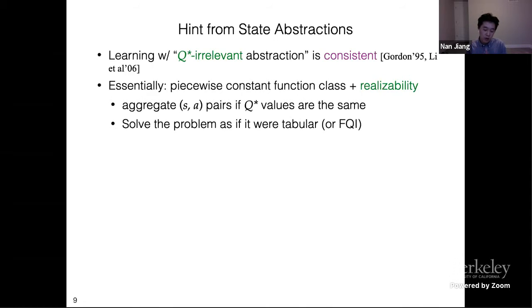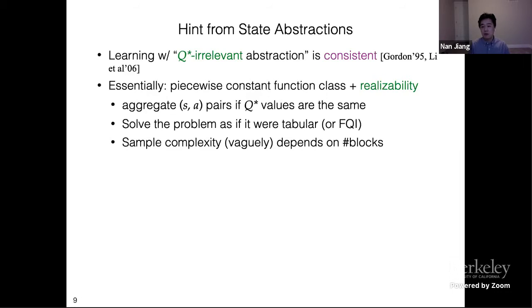Essentially, if you view this from the state abstraction terminology, what happens is that you're just aggregating state action pairs. You're allowed to aggregate any state action pairs if their Q star values are the same. And if you do aggressive aggregation and control the number of groups you have, then you basically can reduce the complexity of the problem drastically. And then you can, for example, solve the problem as if it were a tabular problem, or run Finite-Q on the piecewise function space, whatever you do, okay? And this is consistent, and the sample complexity, vaguely speaking, depends on how many blocks you have in your piecewise constant function class.